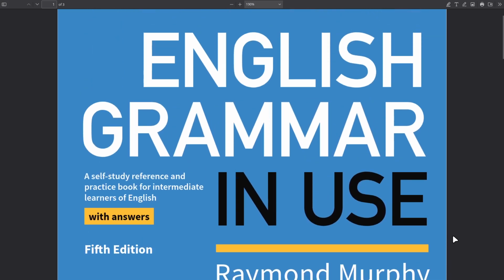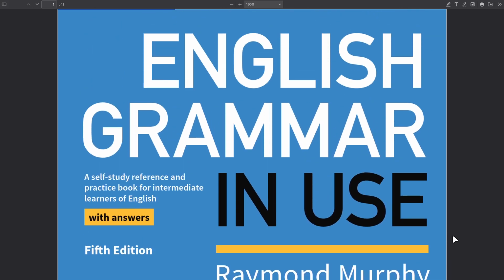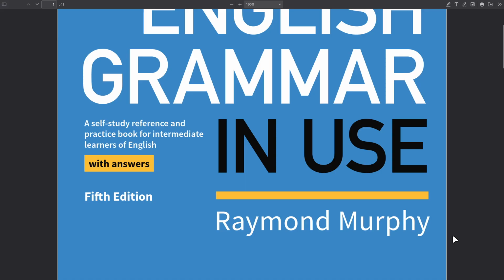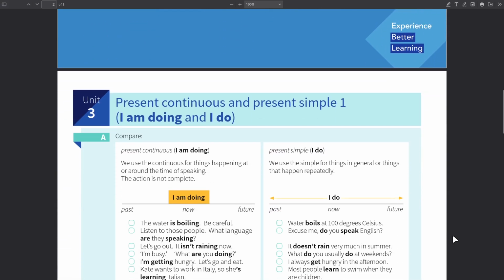By the way, this is the book that I'm using. Just to remind you, the book is called English Grammar in Use by Raymond Murphy. That's a good one. I recommend this book.